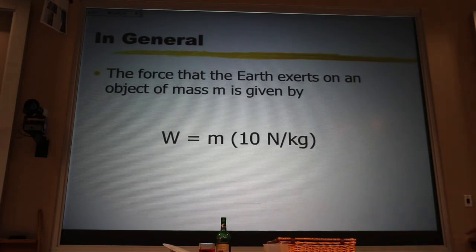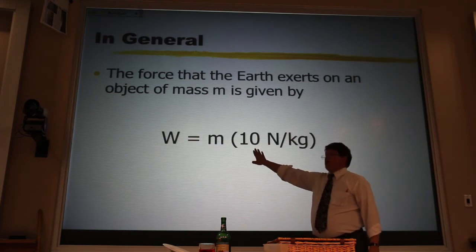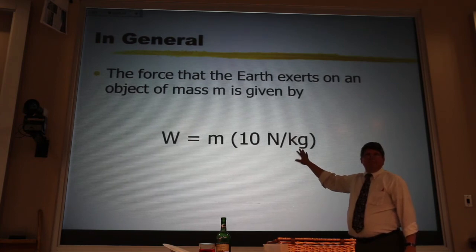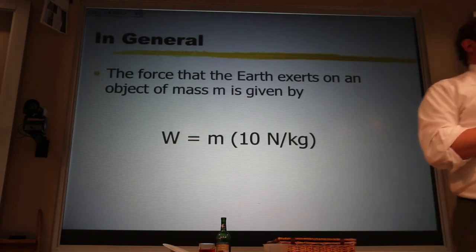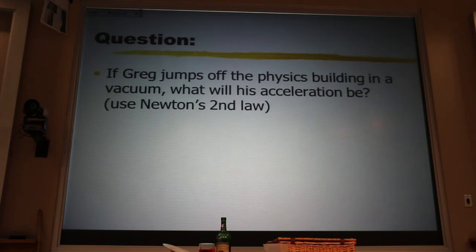What I'm getting at is that we can measure the weight force, or rather get an expression for it, by just taking the mass in kilograms and saying the Earth pulls 10 newtons for each kilogram. Okay? It turns out that on the moon it pulls less than that, 1.67 newtons for each kilogram. Okay? Now I have a question for you. If Greg jumps off the physics building in a vacuum, what will his acceleration be? You know the answer, it's 9.8 meters per second squared down. We're going to call it 10.